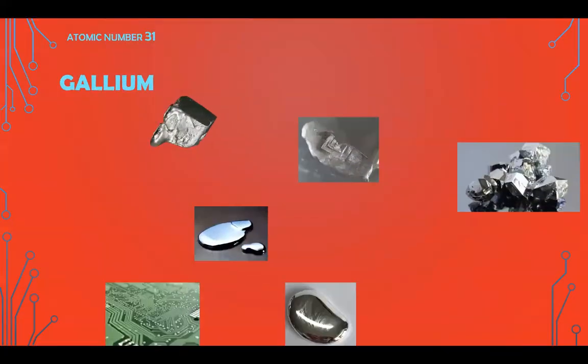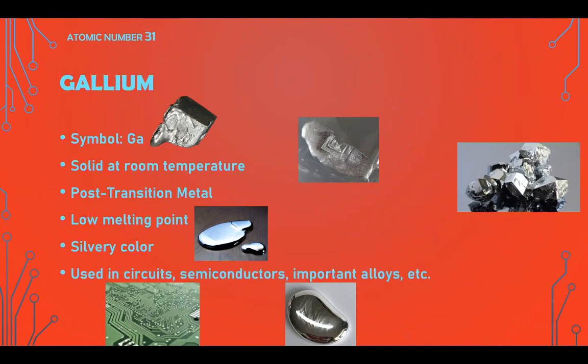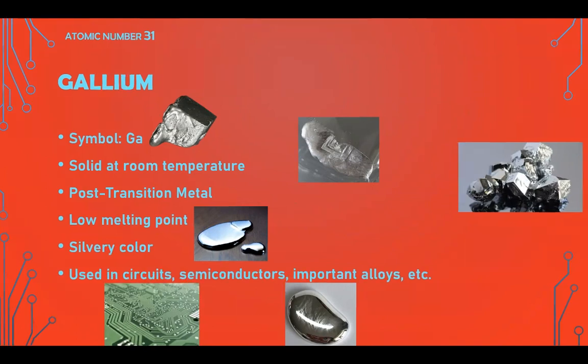Gallium. Gallium is also pretty cool with the symbol of Ga. It's a solid at room temperature. And by the way, room temperature over here is around 0 degrees Celsius. In some hot areas, gallium is turning out to be a liquid because gallium has a low melting point. Regardless, gallium is a post-transition metal. It has a low melting point, as I just explained. It has a silvery color, and it's used in circuits, semiconductors, important alloys, etc.